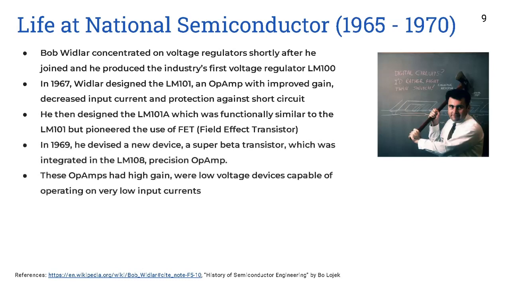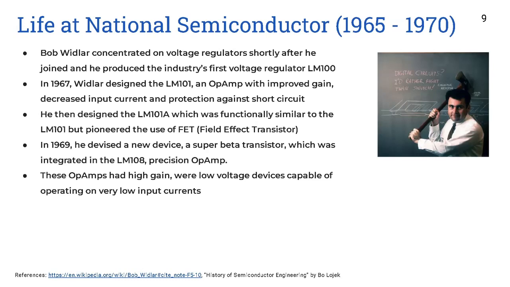So as we move on, in 1969 he devised a new device called a super beta transistor, which was used in the LM108 precision op amp. He was able to achieve this high beta using a very low base width of the transistor. Because of the low base width, the breakdown voltage was very low, so the development of this LM108 needed a very clever use of circuit design techniques, in which Widlar was a master.